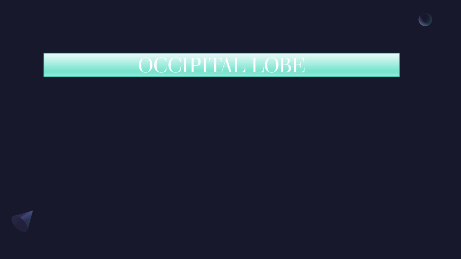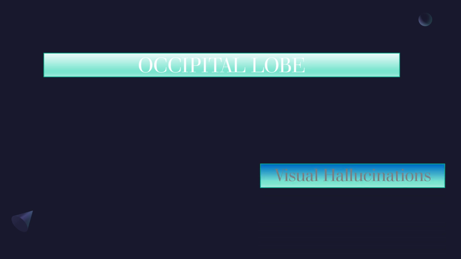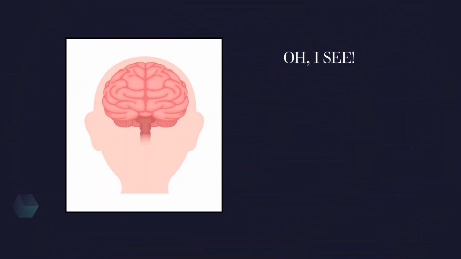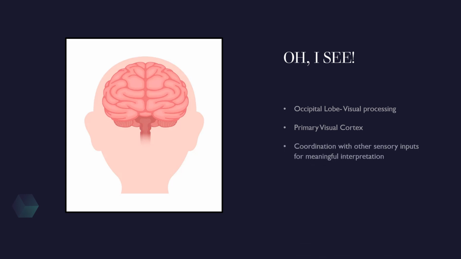The occipital lobe will be the origin for visual hallucinations and Lewy body dementia. Remember the occipital lobe, OIC. Here we find visual processing in the primary visual cortex, and functioning to provide coordination with other sensory inputs for meaningful interpretation.